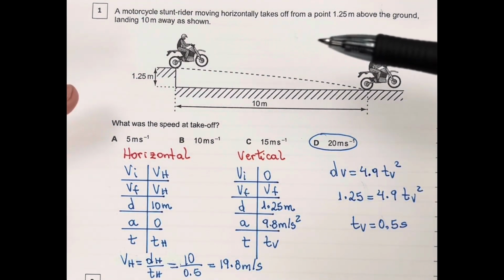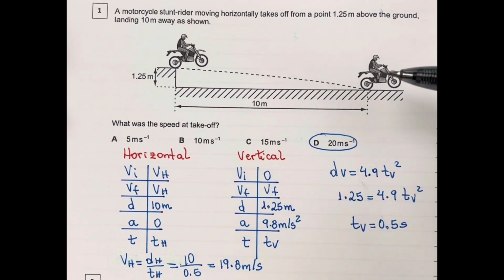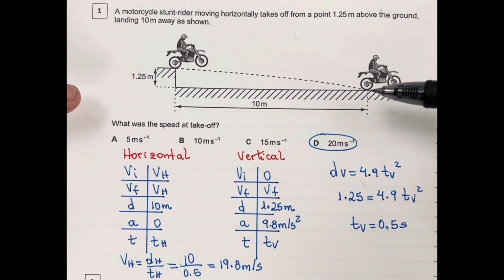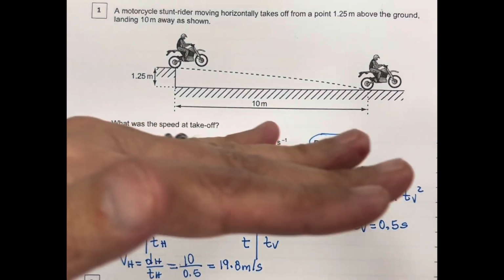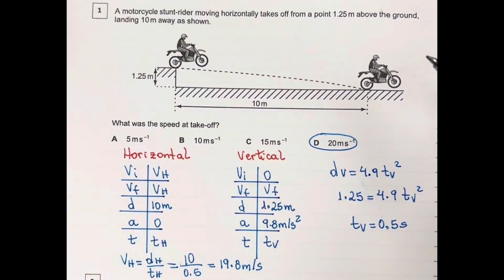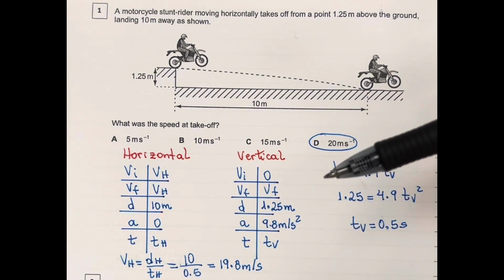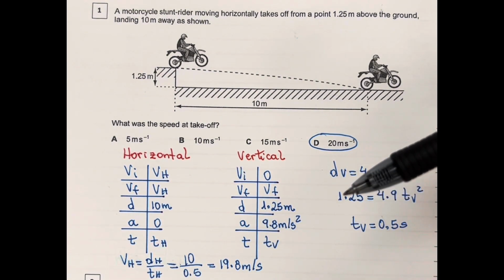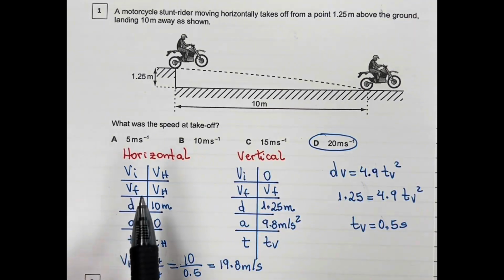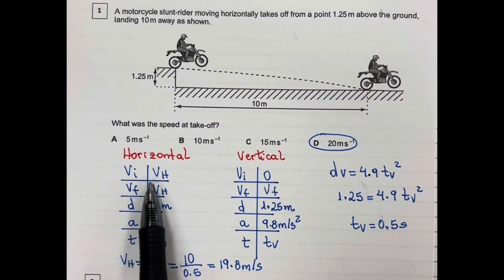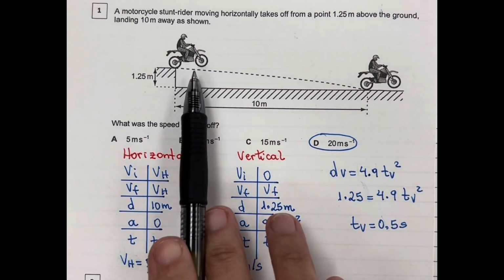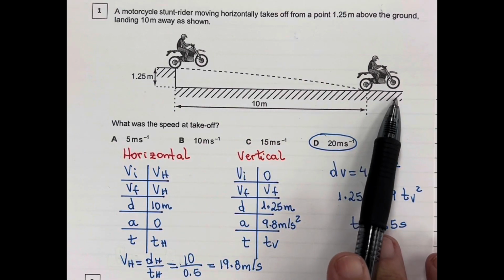So this is a typical type of horizontal launch motion. In this case, we have two components of the velocity. One is horizontal, that remains the same the entire time. And the other one is vertical, which we can view as a free fall. So for horizontal, the initial velocity and the final velocity remain the same the entire time.